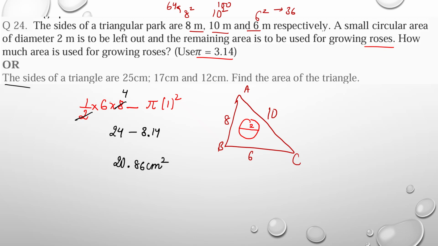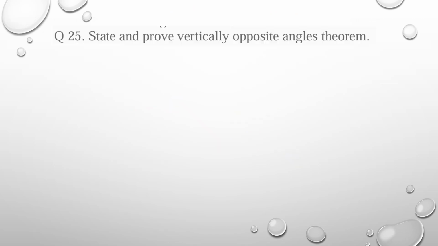Second option, the sides of a triangle are 24 centimeter, 17 centimeter and 12 centimeter. Again, this is your Heron's formula. Find the area of the triangle. You try this question by yourself and the answer will be 90 centimeter square. Okay, try by yourself. Next, state and prove the vertically opposite angle theorem.